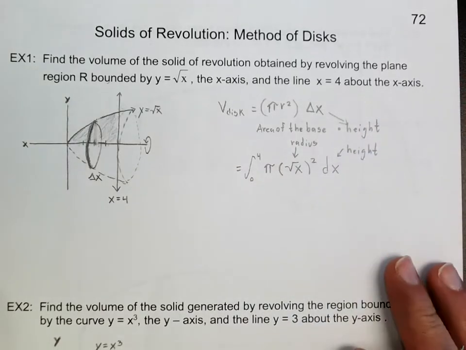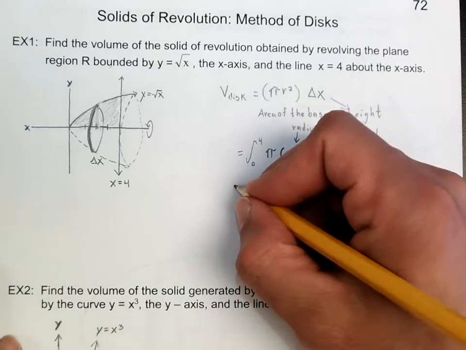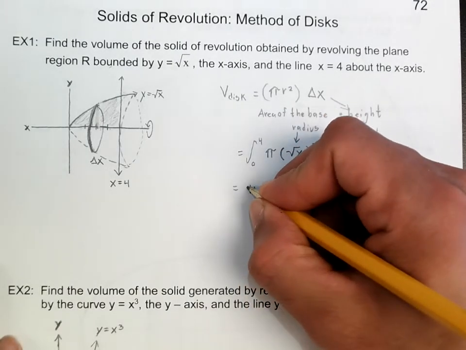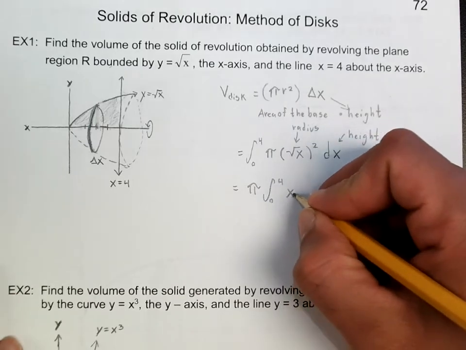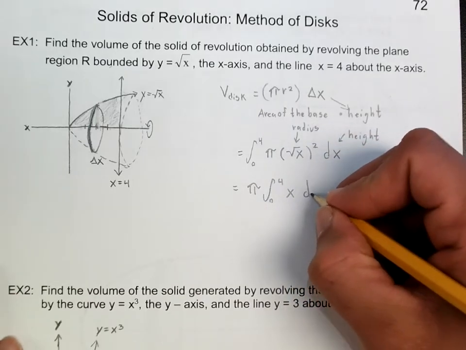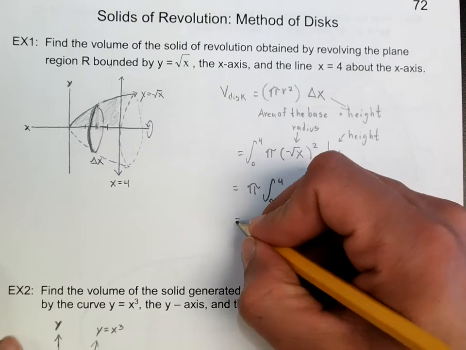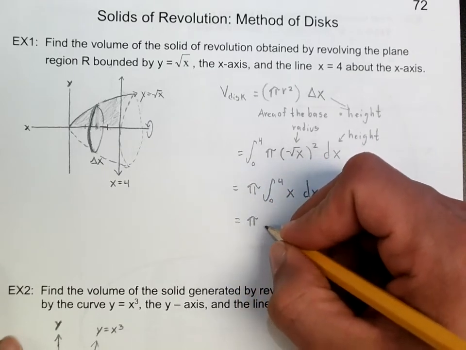Okay, so now if we work on this on our own, we can pull the pi out because that's a constant. If we square a square root, we get x dx. And we can definitely integrate something like this.